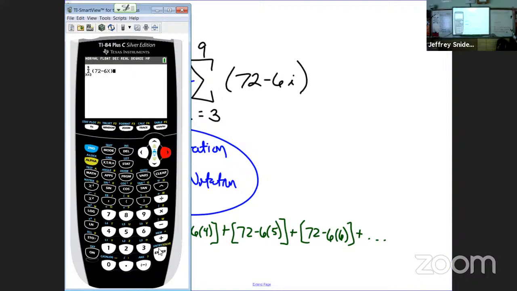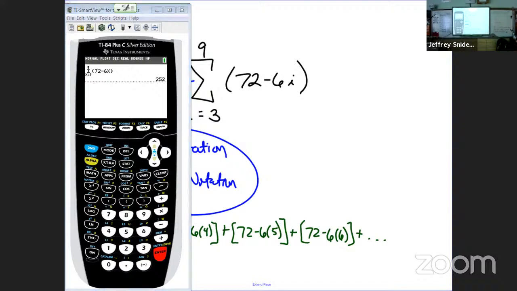Get out of that, hit enter, and boom, there's the answer, 252. So it literally adds those up for me. Now, if you're doing it on Desmos, so this is the Desmos people now.